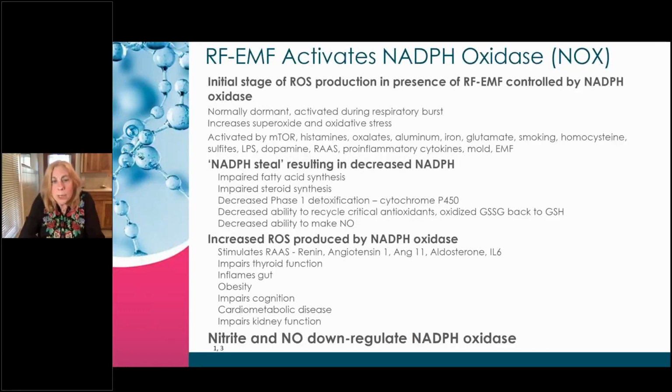And this enzyme will preferentially take that NADPH, what Dr. Bob Miller calls the NADPH steal, and you've got decreased NADPH for all these other processes like fatty acid synthesis, steroid synthesis, decreased phase 1 detoxification through cytochrome P450. You've got decreased ability to recycle critical antioxidants like glutathione, decreased ability to make nitric oxide. So you've got increased reactive oxygen species by this upregulating of NADPH oxidase, which goes on to impair every single process. But the cool thing is the nitrite and nitric oxide downregulate this NADPH oxidase.